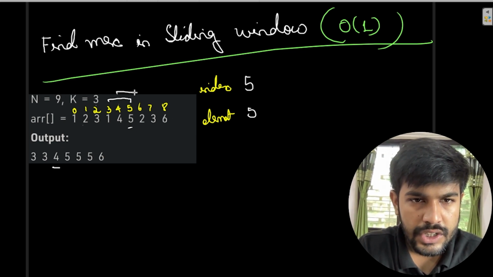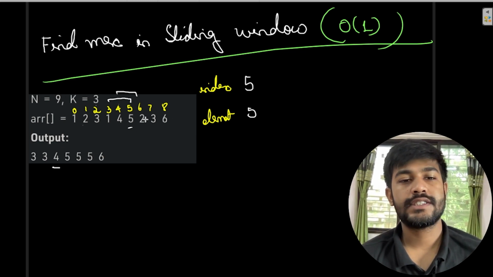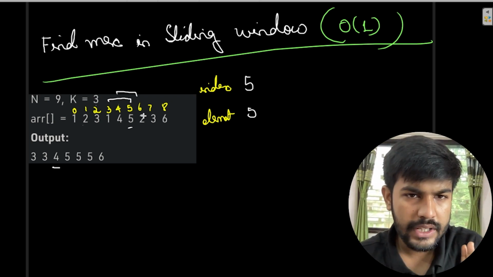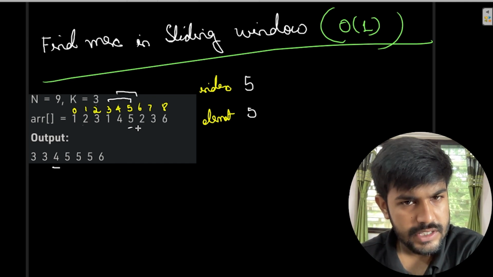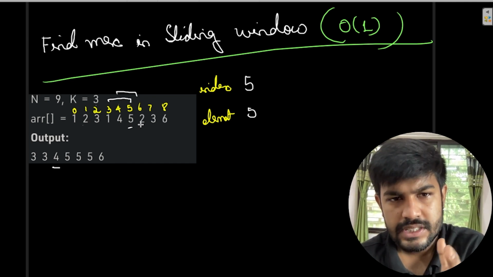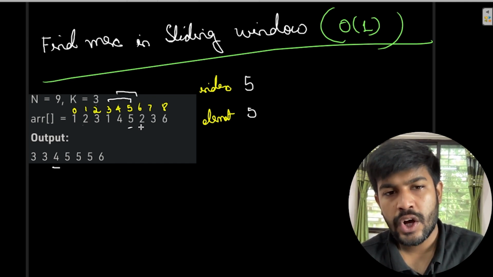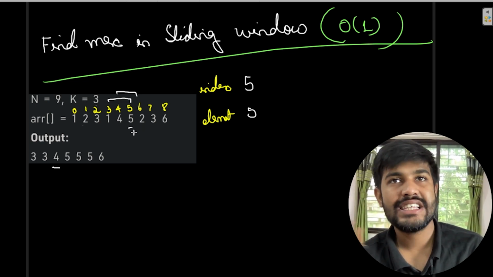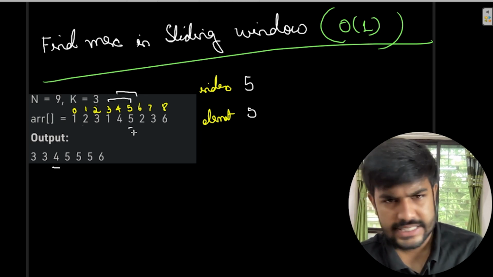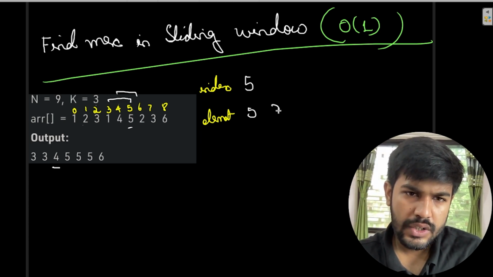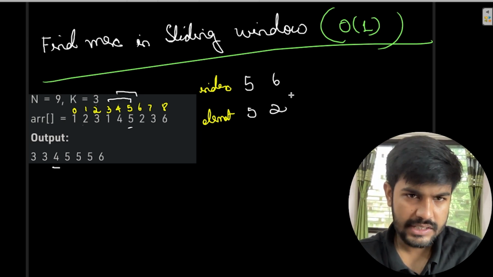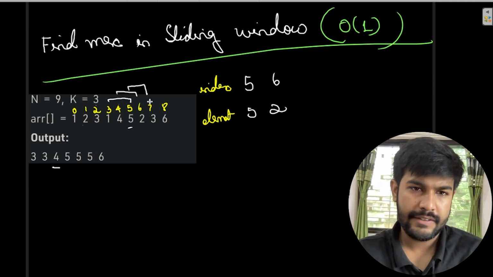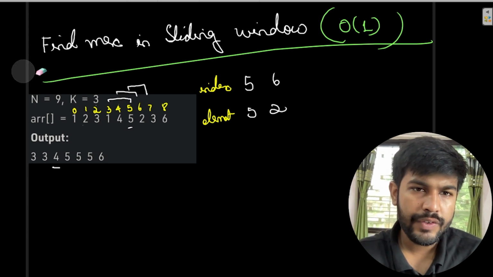In the next iteration, we have 4, 5, 6. So we first need to remove index 3, but 3 is not present, so we don't do anything. Now this time we have 6. We want the ordering as 5, 2, and that can be done. So we just insert 2 with index 6. And then we want 4, 5, 7.